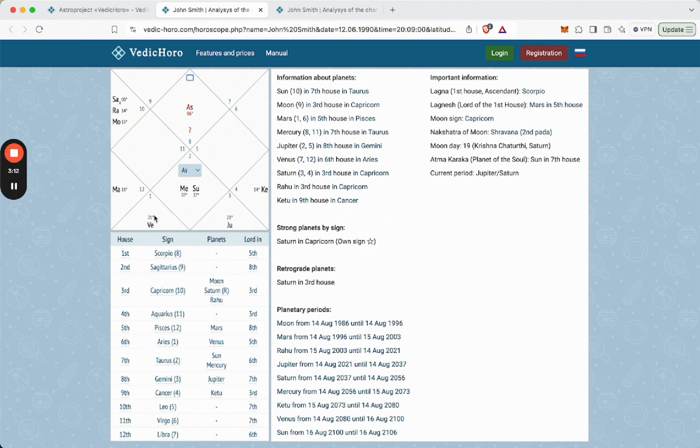Venus is in Aries in the sixth house. Mercury and Sun are here in Taurus in the seventh house. Jupiter is here in the eighth house in the sign of Gemini, and Ketu is here in Cancer in the 9th house. 10th house is in the sign of Leo, 11th house is in the sign of Virgo, and the 12th house is in the sign of Libra.